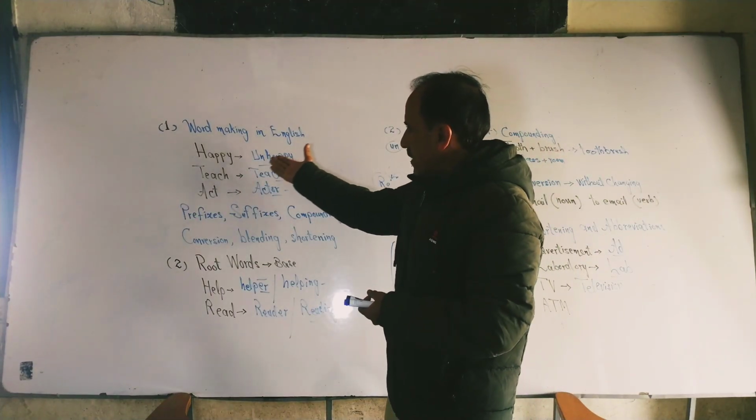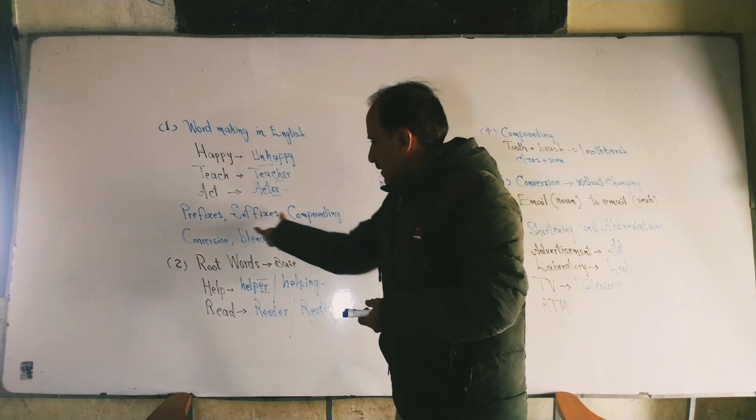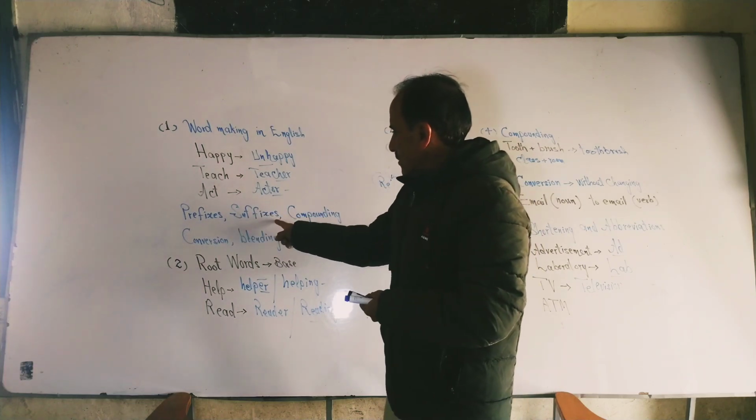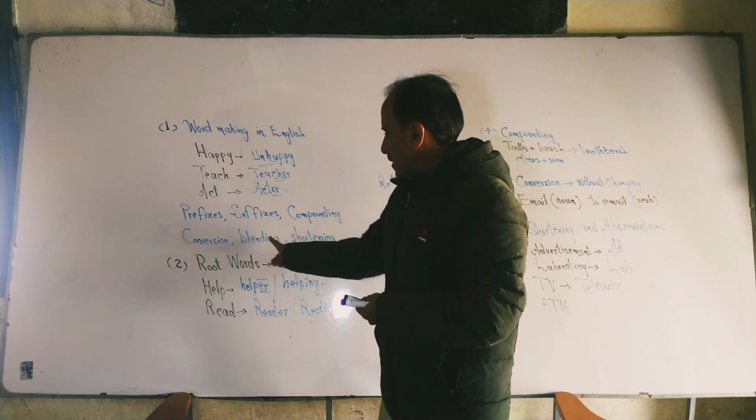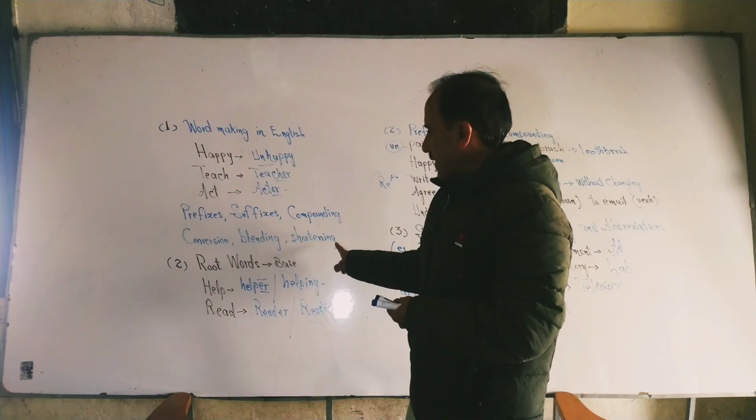Word making in English. These are the main things: prefixes, suffixes, compounding, conversion, blending, and shortening.